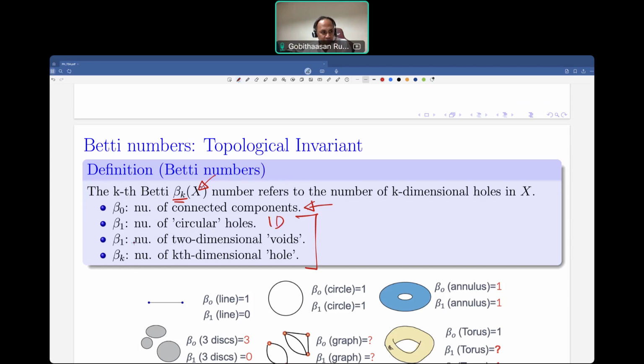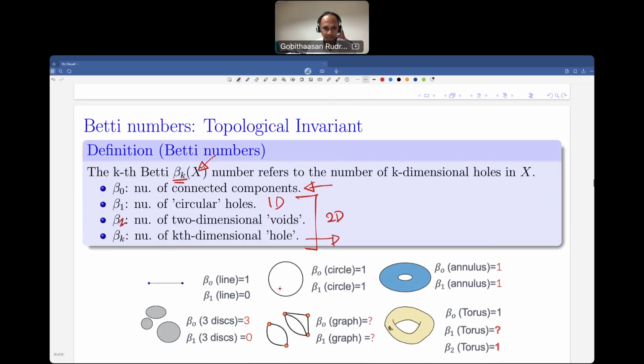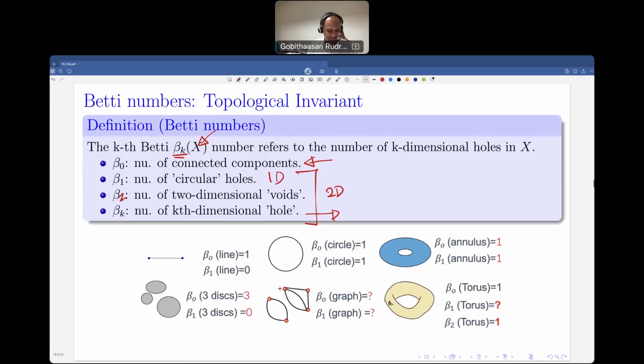Betti 2, this should be Betti 2, there's a typo there, is the number of two-dimensional holes. And you can go up to any Betti number, because your data can be in any number of dimensional space. So we can compute up to Betti k of your data set. Okay, so let's look at some examples.